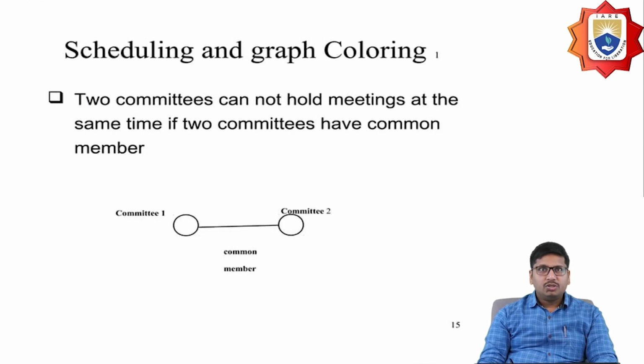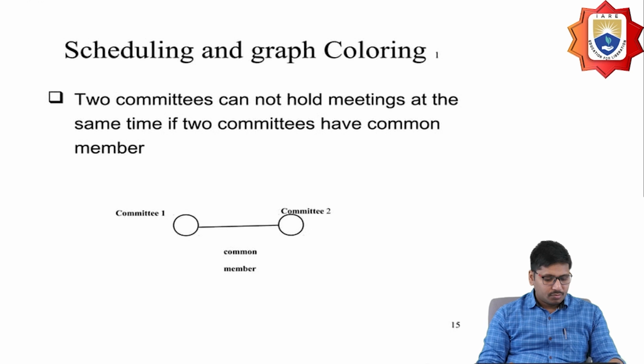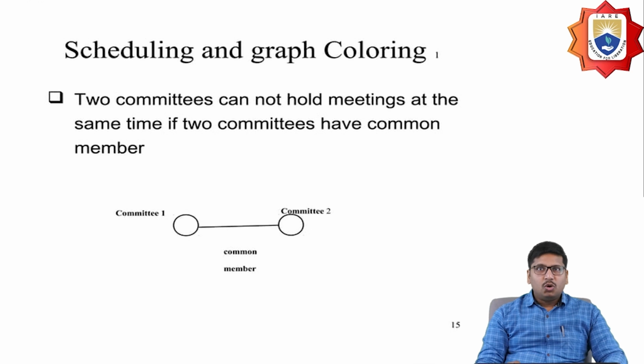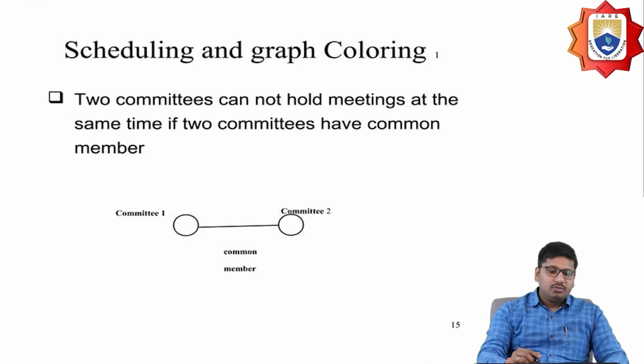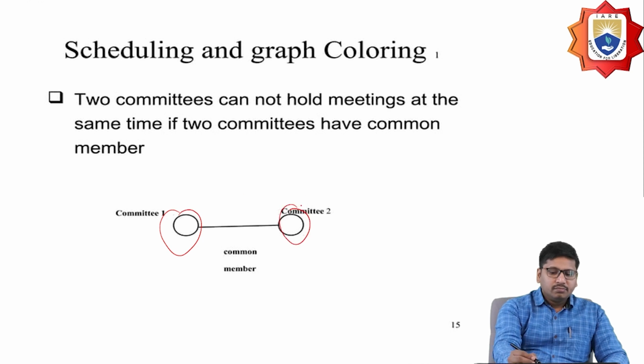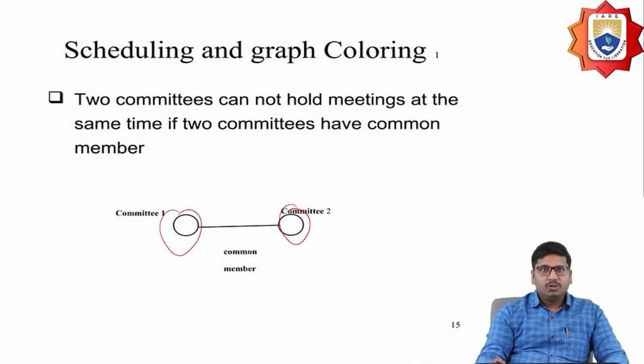And next we are going to see scheduling and graph coloring. Two committees cannot hold meetings at the same time if the two committees have a common member. So this is committee one, and this is committee two. Both committees are going to be filled with a common member.